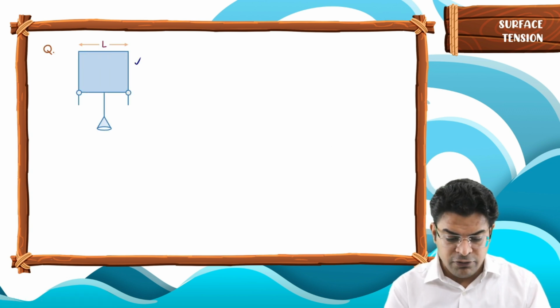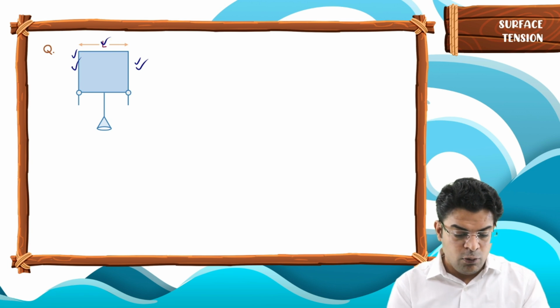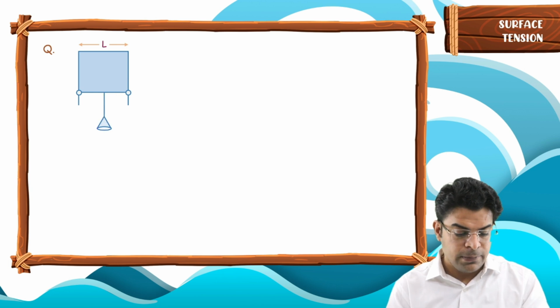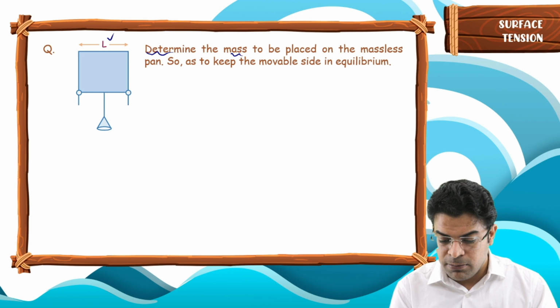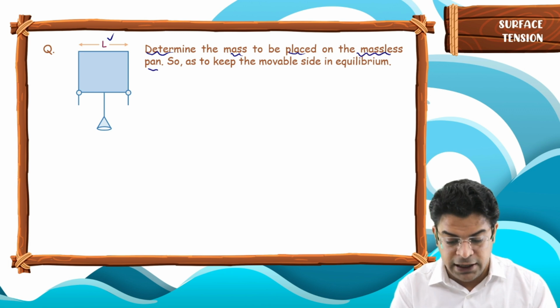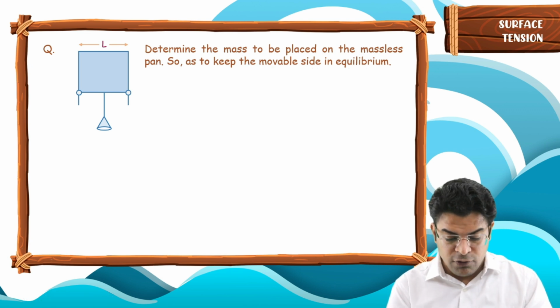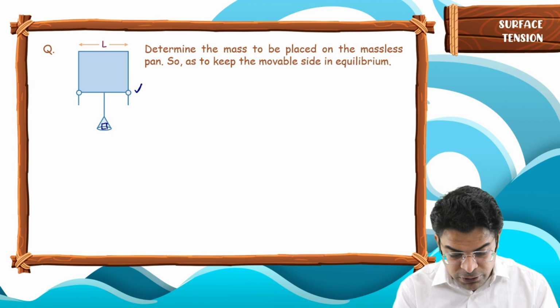So here we have got this rectangular frame with three sides fixed and one side movable, which is connected to a pan. The length is given as L, and they're asking: determine the mass to be placed on the massless pan so as to keep the movable side in equilibrium. You want this movable side to be in equilibrium. How much mass has to be placed on the pan?